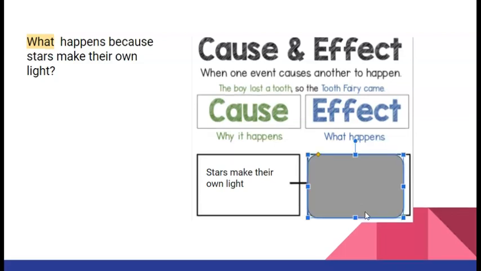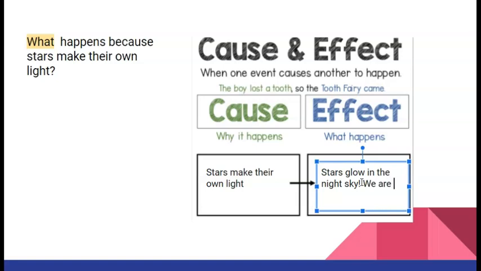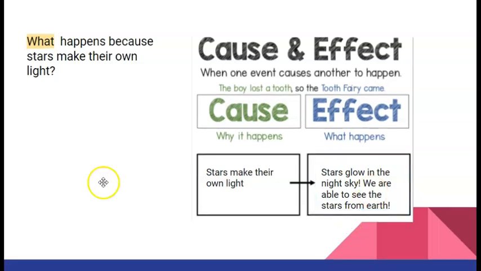Let's compare with what Miss Kelly got. I said, what happens because stars make their own light is that stars glow in the night sky. You could have also said something similar like, we are able to see the stars from Earth. Stars are really far away, but because they make their own light, we're able to see them all the way from Earth. Great job, first grade.